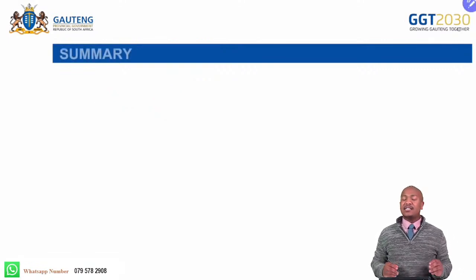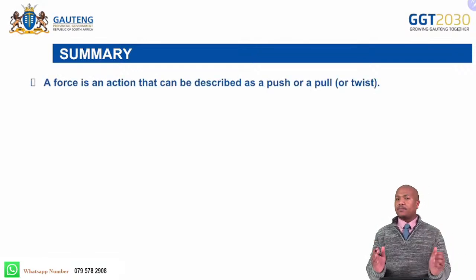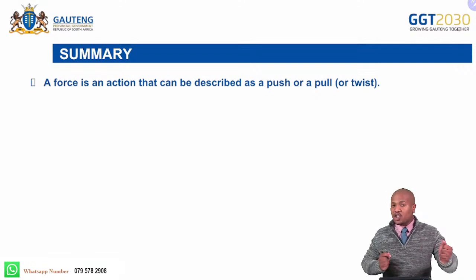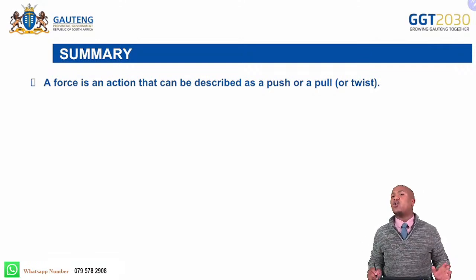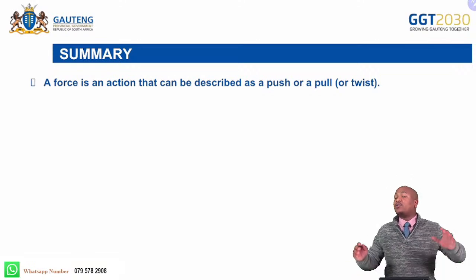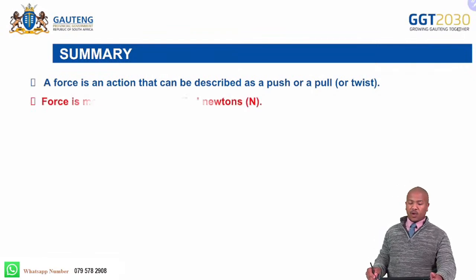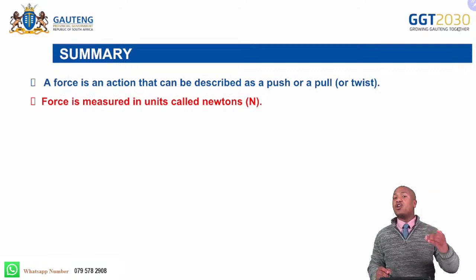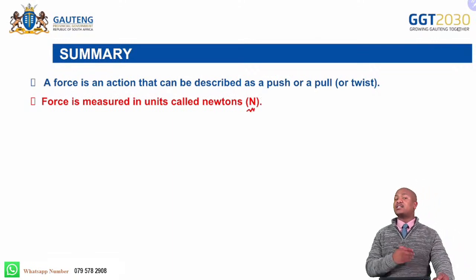So now, let's summarize what we have learned today. Today we talked about force. We said a force is an action of pulling, pushing, or twisting an object. As you pull, push, or twist, it causes the object to move, to build up speed, to change shape, to stop a moving object, and so on. And we said that force is measured in units called newtons and abbreviated as N.